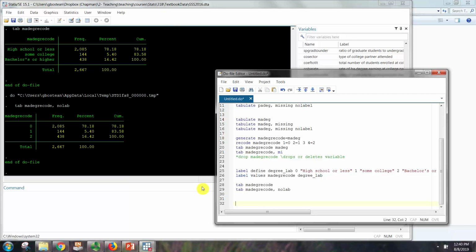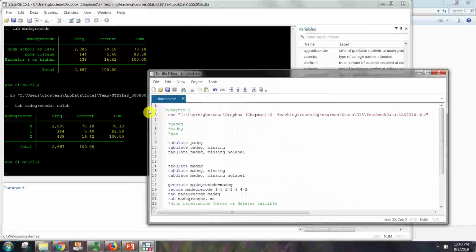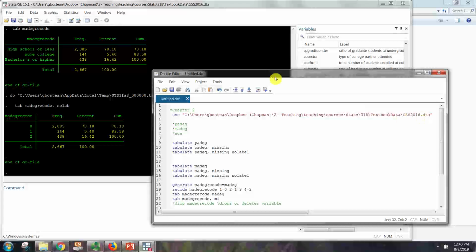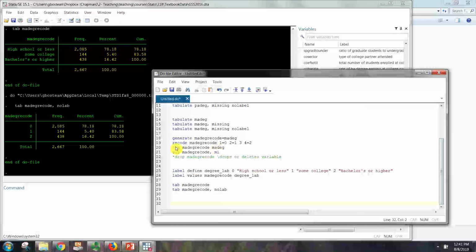Welcome back, folks. So this is part 2 of chapter 2, where we're going to pick up where we left off. We created a do file using the GSS 2016 data. We tabulated the father's degree, mother's degree, looked at missing data on those, created a new variable and recoded it, and then assigned value labels to the recodes.